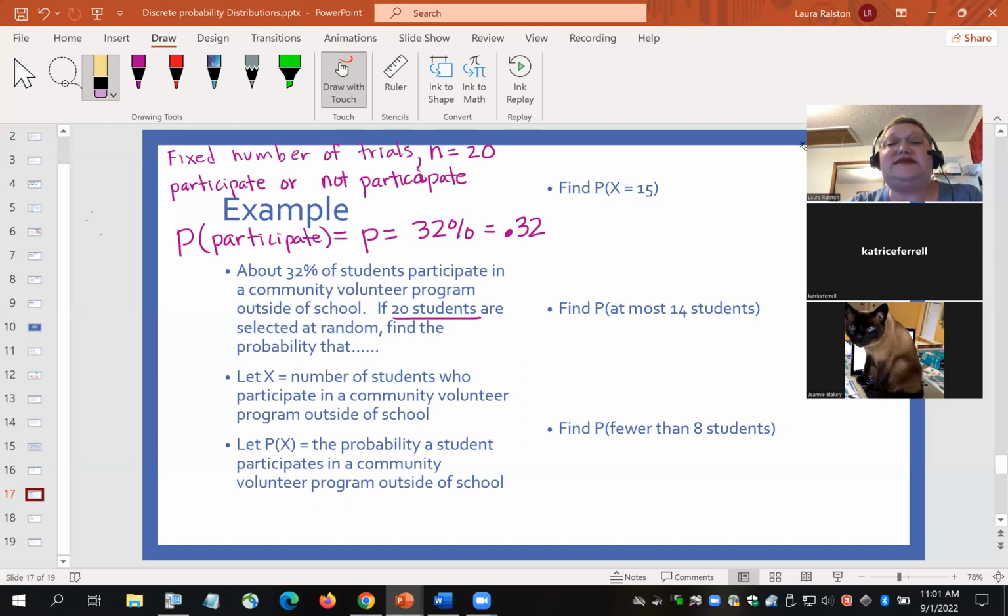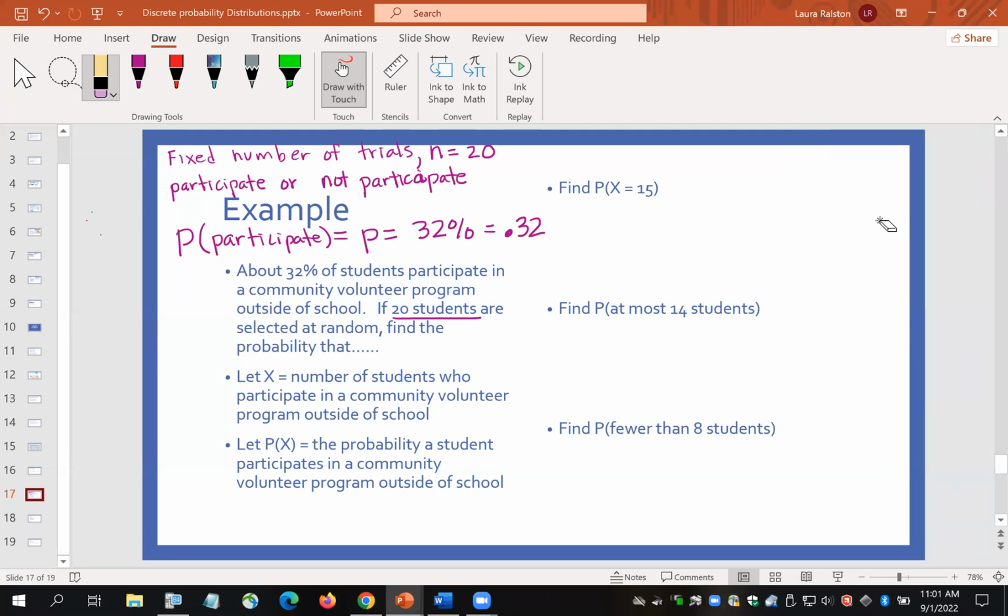We were discussing this particular example related to a binomial probability distribution, and we were walking through and thinking about whether or not it represented a binomial distribution. We did note that there were a fixed number of trials because it tells us that we're going to select 20 students. We do have two outcomes because they either participate in the community volunteer program or they do not. So it's kind of a yes, no.